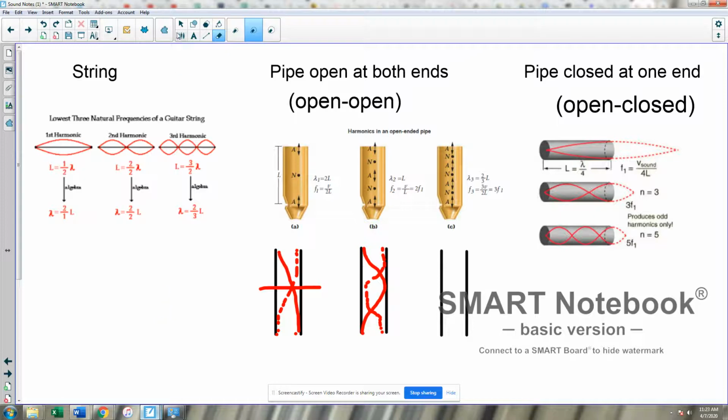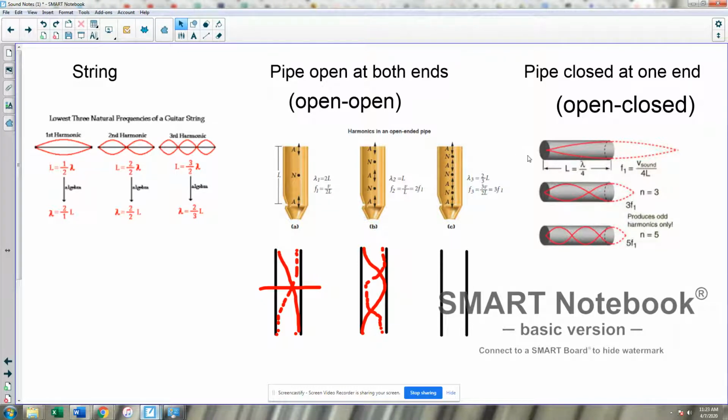Okay, so we just went through and we talked about the three different scenarios of how waves can be produced by different types of devices. There's the string, pipe open at both ends, and the pipe closed at one end. The pipe closed at one end is sort of bizarre because there's only certain frequencies that are allowed.